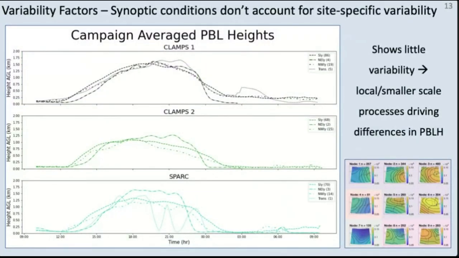So looking at how the PBL height varies across these synoptic regimes, we can see that the heights show little variability from site to site for the different regimes. While there are some indications of deeper PBL depths with the northeasterly regime at CLAMPS 2 and SPARK, this only included a couple of cases, so we have to take that with a grain of salt. Our results here indicate that the synoptic regime does not account for the PBL height variability that we saw throughout the campaign, which means that local and smaller scale processes are driving the differences in these heights.